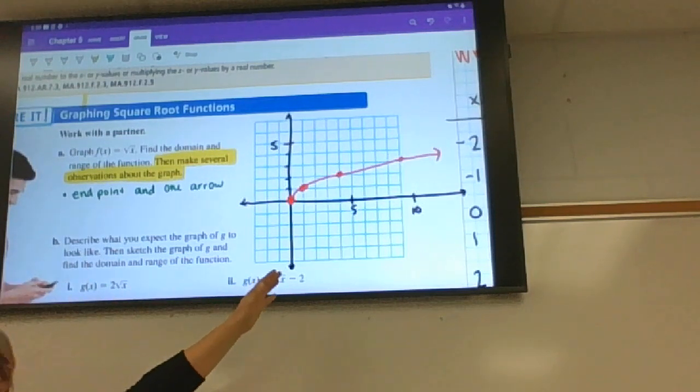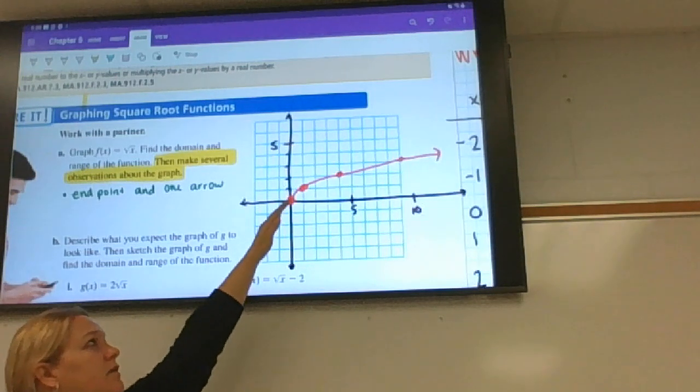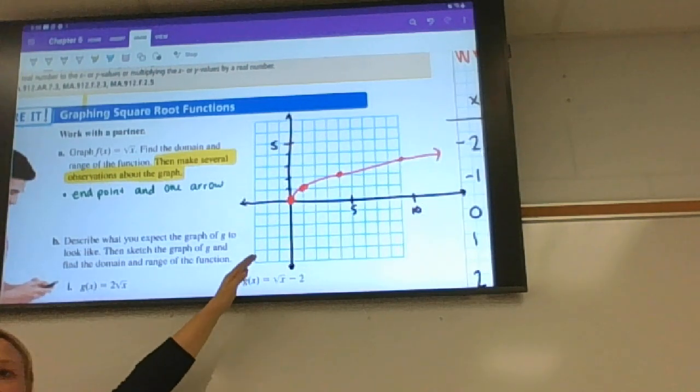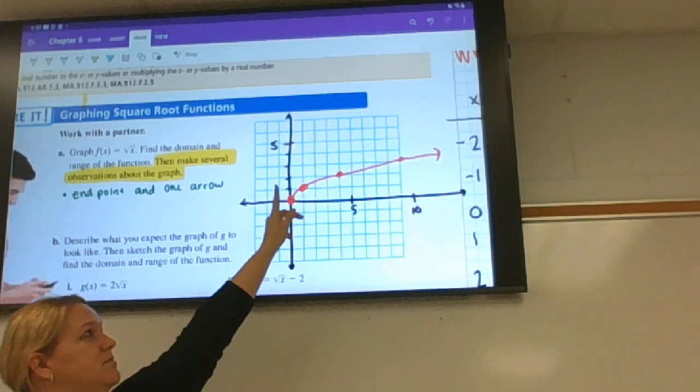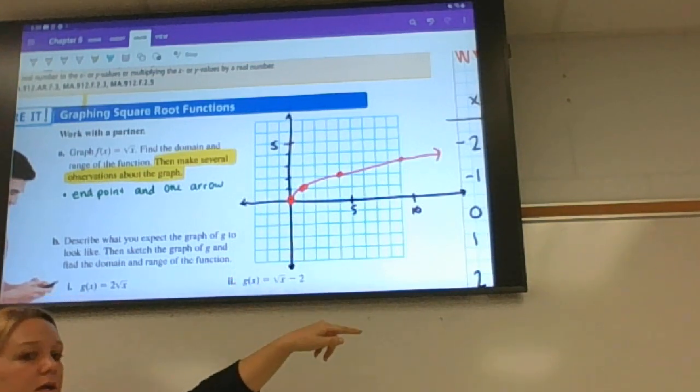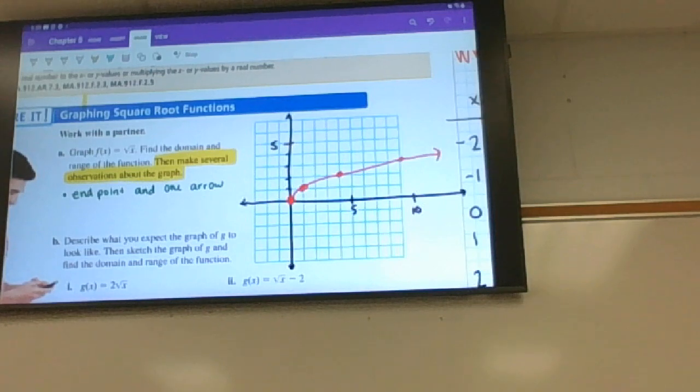What I will mark wrong is if you have an arrow going this way, because you can't square root negatives. The graph doesn't exist here. It has a dead end. Make sure you have an end point and an arrow. Two arrows is wrong. It is possible to reflect this negative, so you can flip this way, in which case the arrow would go this way, but it would still just have an end point in the middle. So it's always an end point and an arrow.